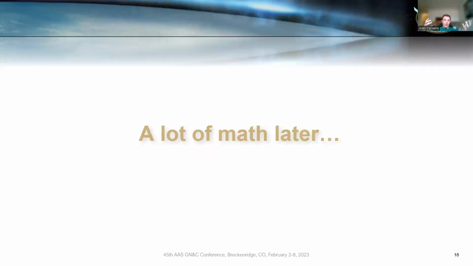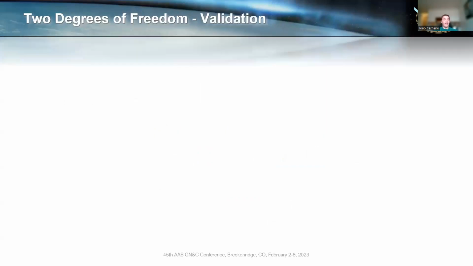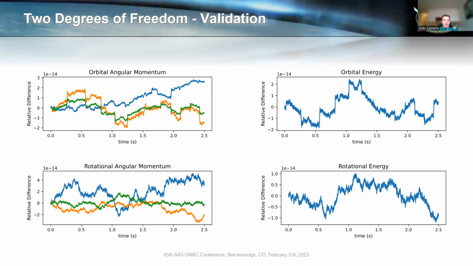And I'm not going to bore you with the math, but after a lot of math, we can actually conclude that this is working through the exact same approach for the equations of motion, and we validate it the same way. We know that the angular momentum and energy properties must be conserved, and that's exactly what we see here. Both orbital and rotational angular momentum and orbital and rotational energy are conserved. We still see this walk, but this just means that our software implementation and our derivation is working exactly as intended.